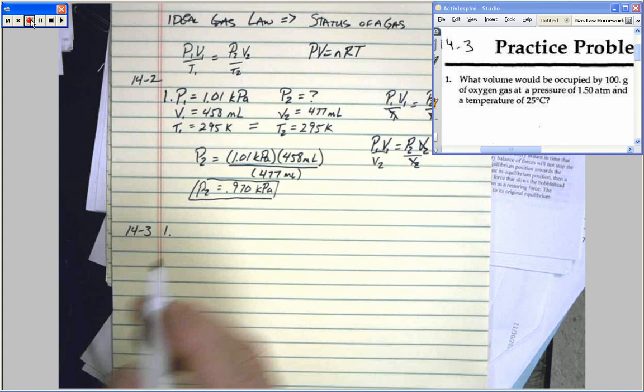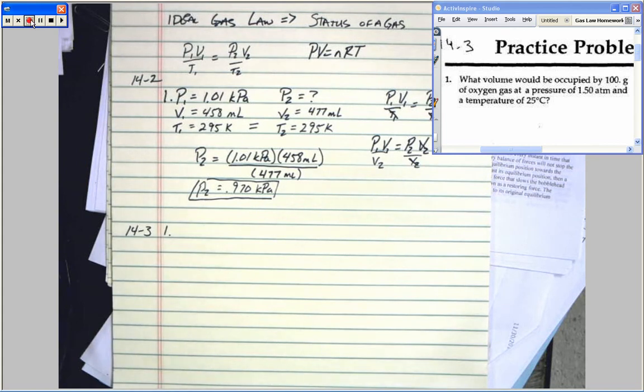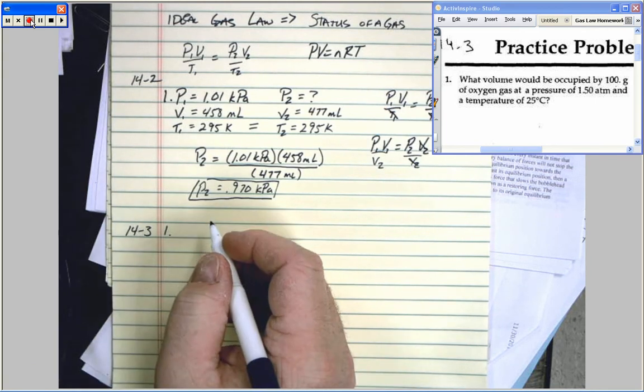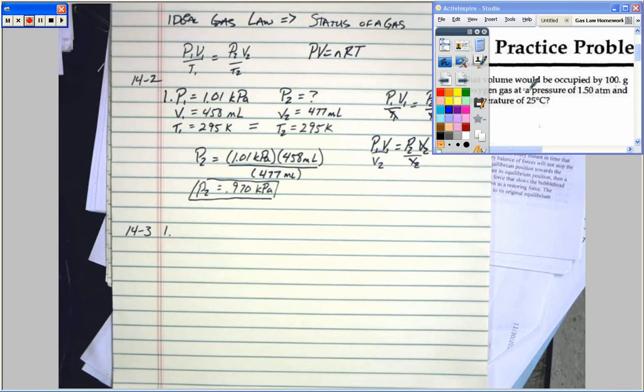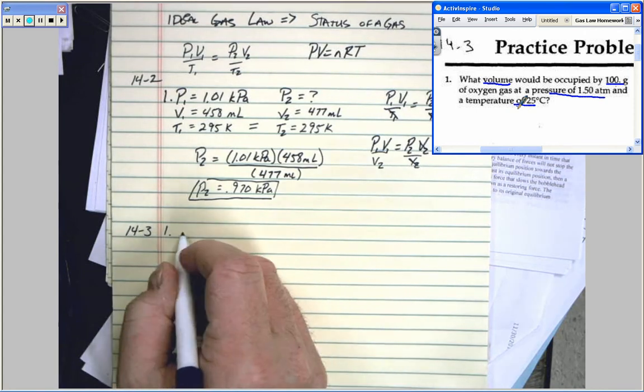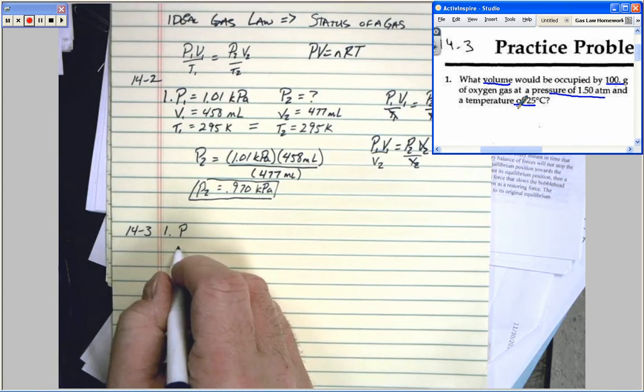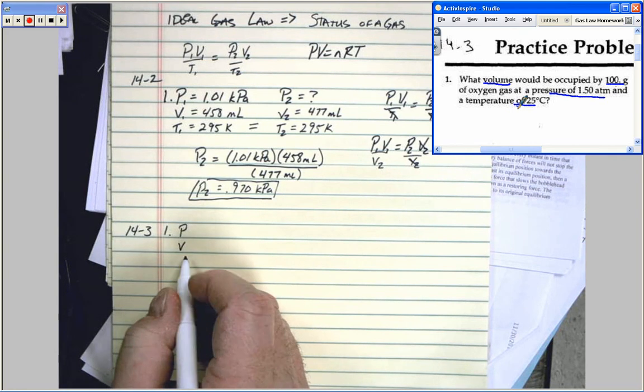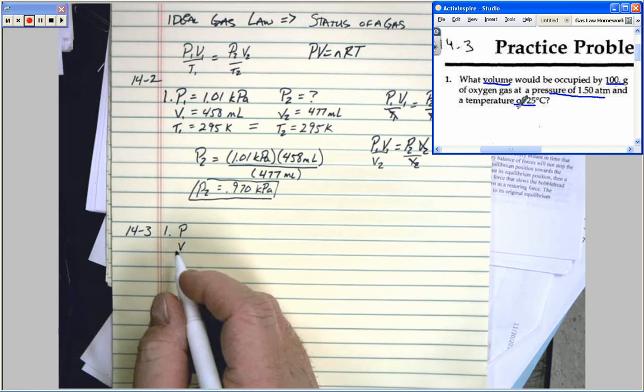Ideal gas law. Now this next one is a situation where it's just asking you for the situation of the gas. This question states, what volume would be occupied by 100 grams of oxygen gas at a pressure and a temperature? So what stuff do we have? We know that there's a pressure. We know there's a volume. We don't know what it is, but that is something we're going to have to find.